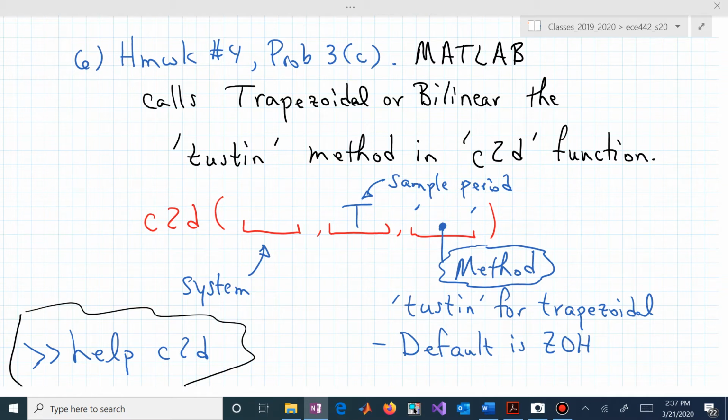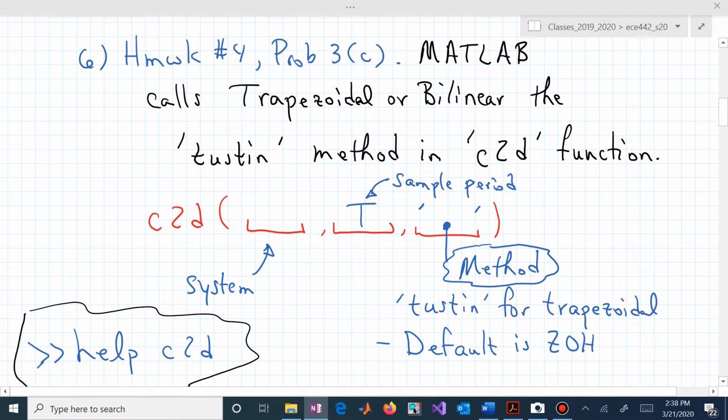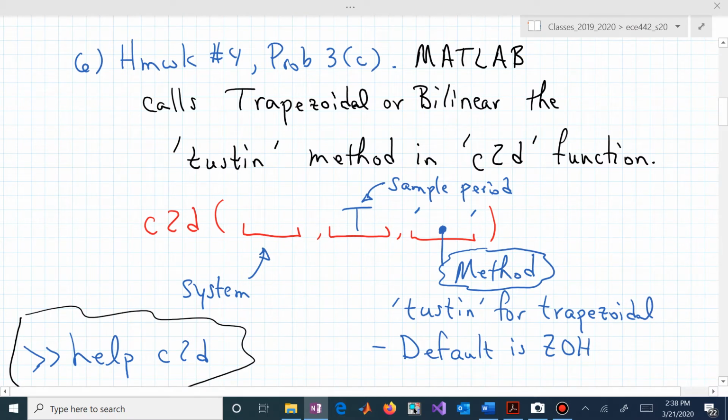If you want the trapezoidal method, then in MATLAB they're referring to that as the Tustin method. So you would put in single quotes TUSTIN if you wanted to find the discrete equivalent using the trapezoidal strategy, or you might hear that referred to as the bilinear strategy. If this is too quick, just do a help C2D inside MATLAB, and that should help you. If you do not even include that third argument, the default will be to give you a zero order hold.